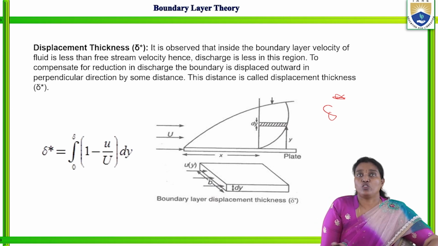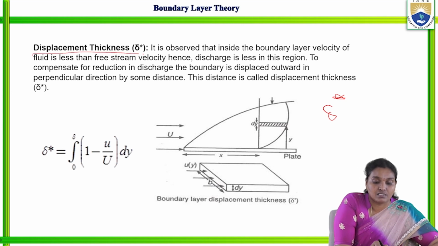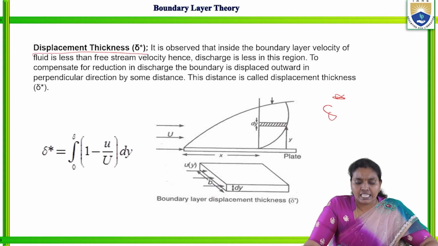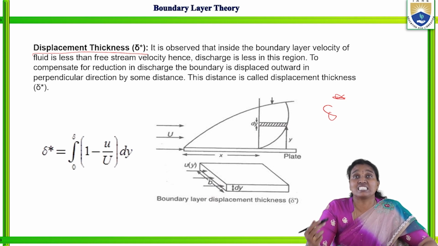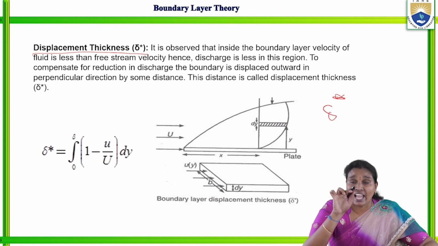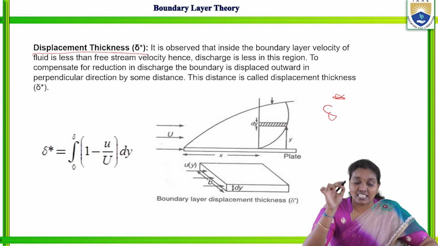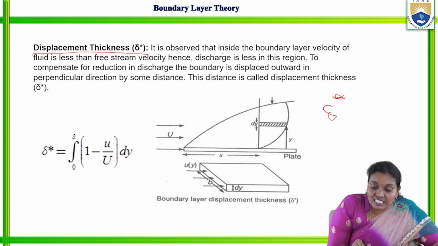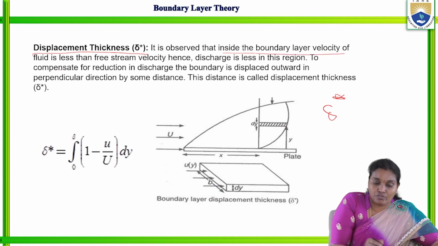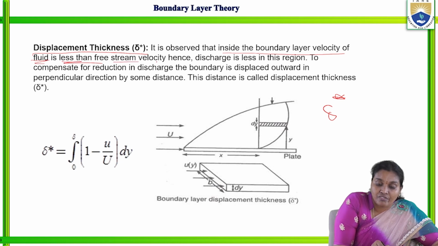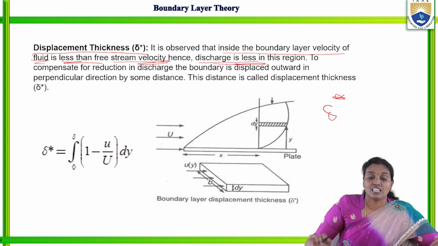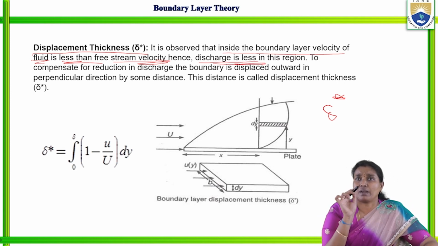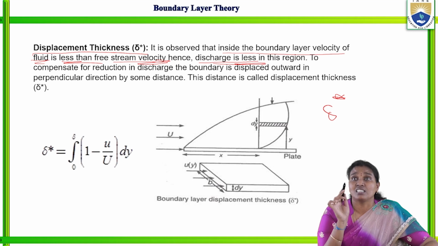Whenever coming to the displacement thickness, delta star, it is observed that inside the boundary layer the velocity of the fluid is less than the free stream velocity. Hence, discharge is less in this region. In that particular region, discharge is less.